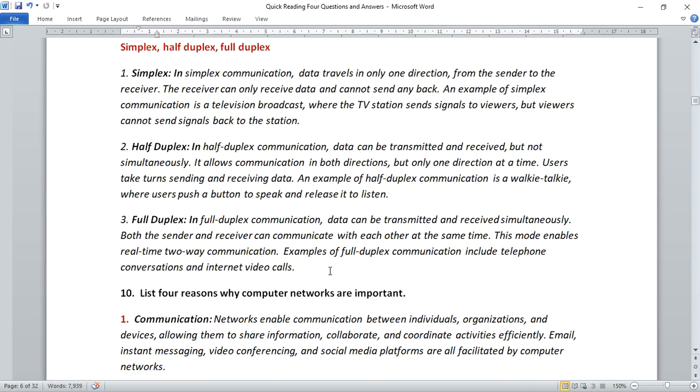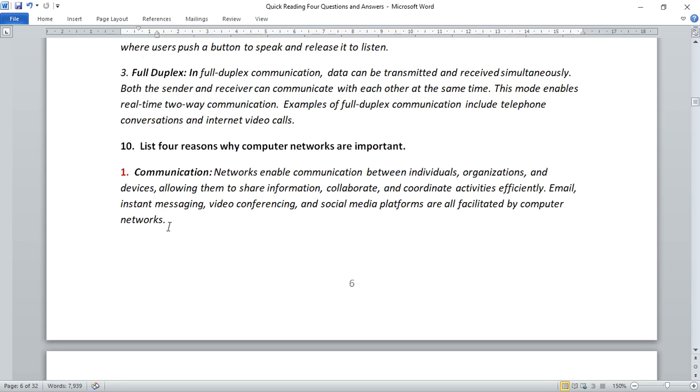Then we have our common communication or data transmission, that is full duplex. Full duplex is communication simultaneously. For instance, when you are speaking to your friend using a mobile phone, you can both hear each other. That is, you can talk simultaneously. That is full duplex.